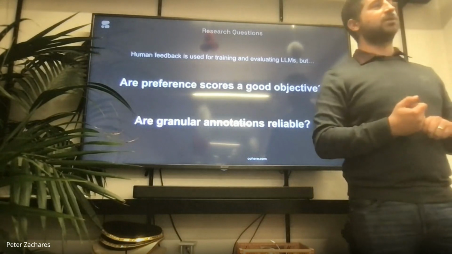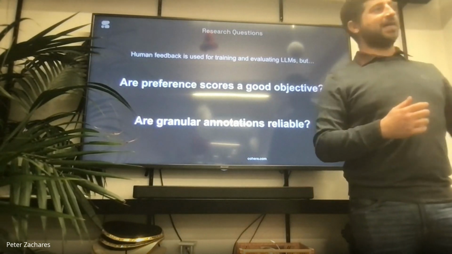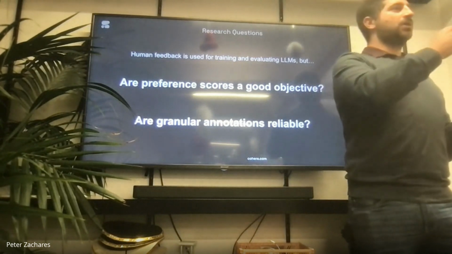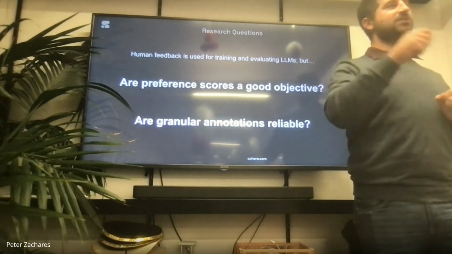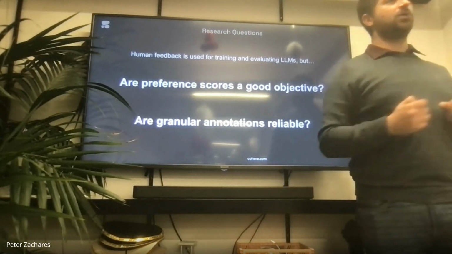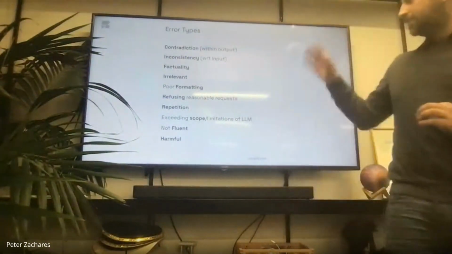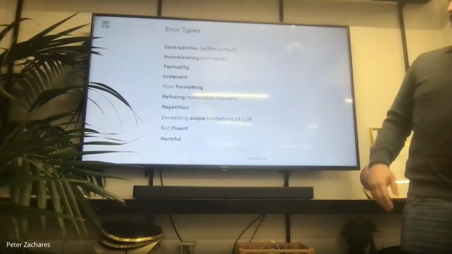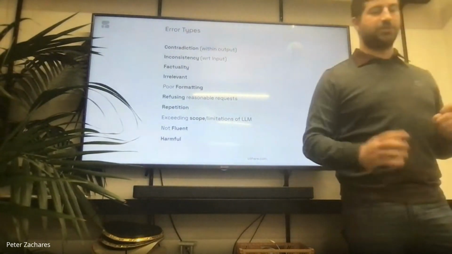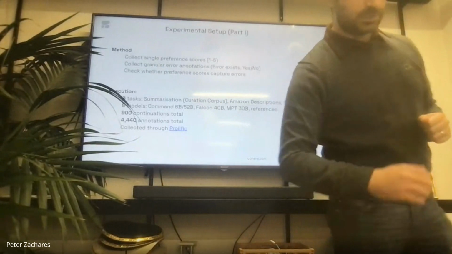If you tell a human, judge these completions for factuality and style and format, how well do human preferences align with the breakdown of their granular judgments? So we defined a few error types. I'll list them quickly: contradiction, inconsistency, factuality, irrelevance, etc. And we collected quite a bit of data.